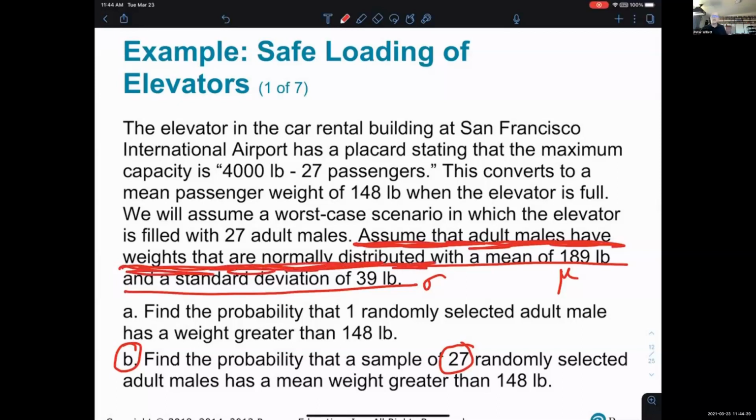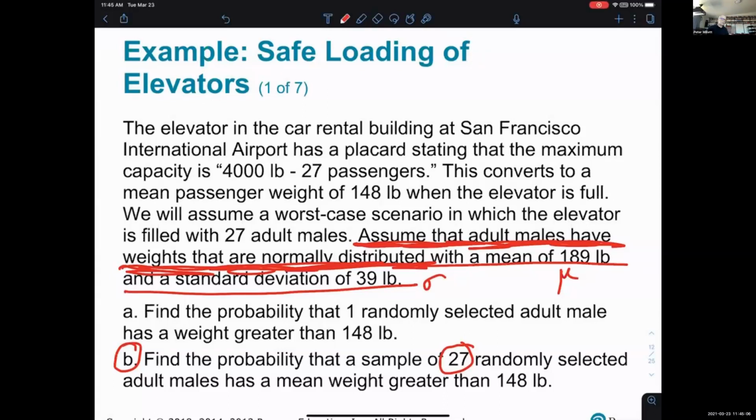With that assumption, the population itself is normally distributed, and that's one of the conditions that will suffice to use the central limit theorem. You need to either have a population that itself is normally distributed or have a sample size over 30. We do not have a sample size over 30, but we do have a population that is assumed to be normally distributed, so therefore we can apply the central limit theorem.